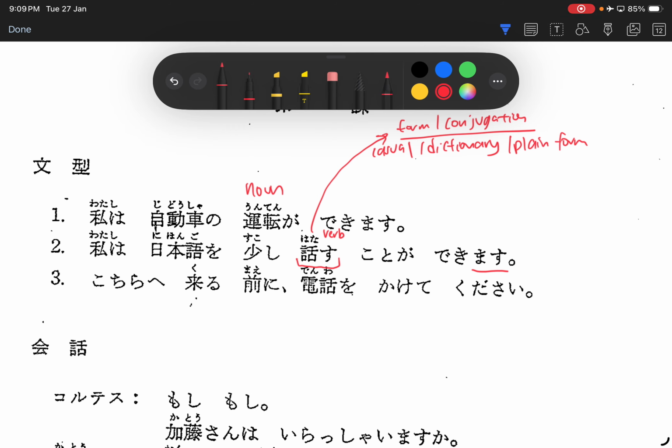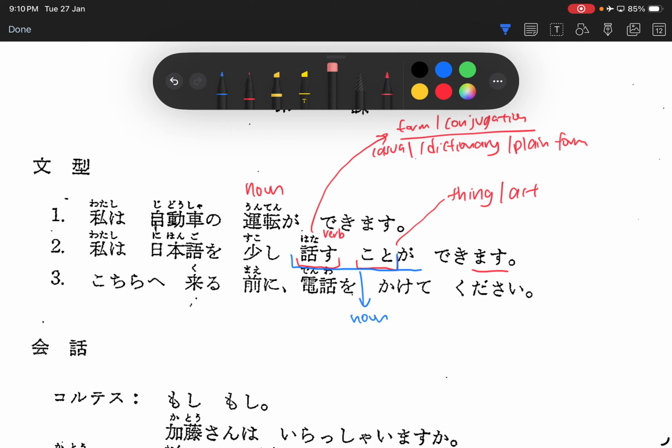But what do we do with this? We put this word koto. Anybody knows koto? Koto means things or act. So in this case, hanasu means speak. So koto means the act of speaking. The action of speaking. So basically what am I trying to do here? I'm trying to make this entire thing into a noun.